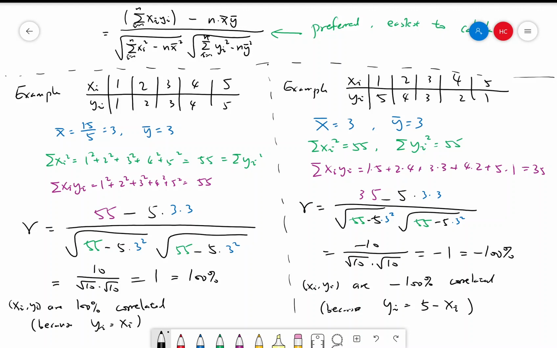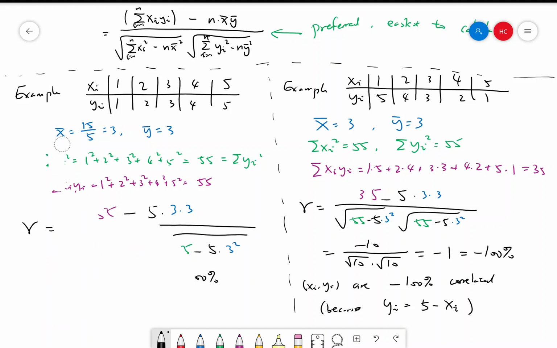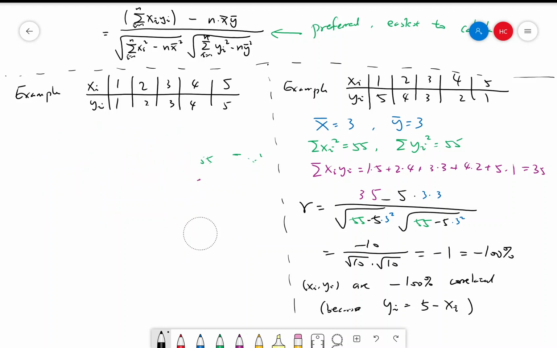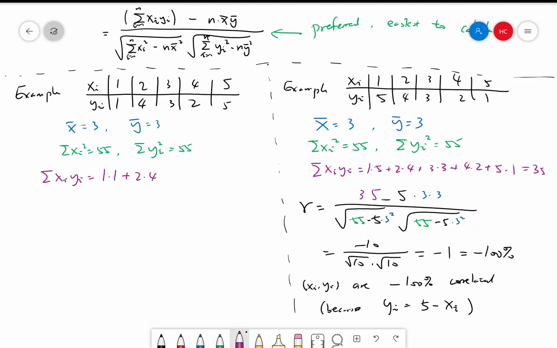Okay, so let's do a slightly different example just to see what happens. Let's take the 1, 2, 3, 4, 5 example, but let's permute the 2 and 4. So now the yi's are 1, 4, 3, 2, 5. See what happens. Now x and y are not 100% positively correlated anymore. x bar is still 3, y bar is still 3 because this is permuting the values. Same with the sum of squares: 55 and 55. The sum of xi yi is 1 times 1 plus 2 times 4 plus 3 times 3 plus 4 times 2 plus 5 times 5: 1, 9, 18, 26, 51.